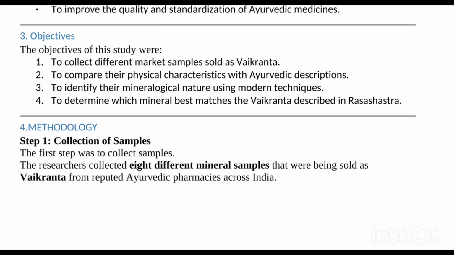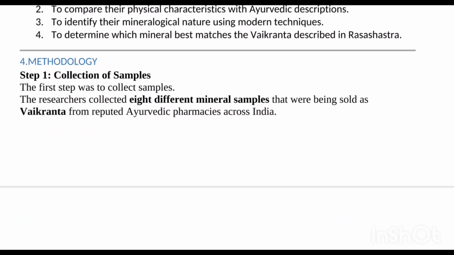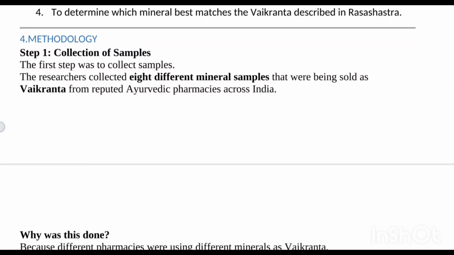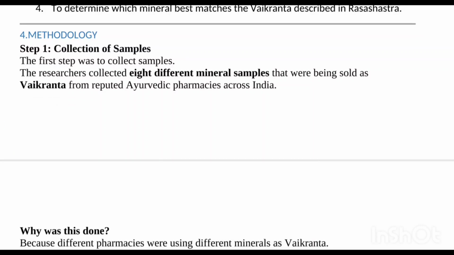Objectives of this study: to collect different market samples sold as Vaikrant, to compare their physical characteristics with Ayurvedic description, to identify their mineralogical nature using modern techniques, and to determine which mineral best matches the Vaikrant described in Rasa Shastra. Now we see the methodology. First step is collection of samples. First step was to collect the samples.